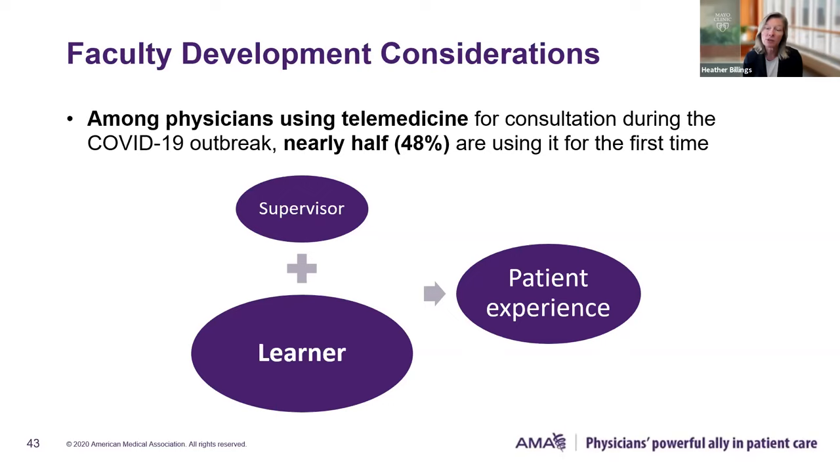So how do we help and support our supervisors who themselves are learning the new normal as they teach and assess and share feedback and provide the right level of autonomy and supervision? Supervisors may need to be a bit more vulnerable as they assume the role of both the teacher, the clinician, and the learner. Next slide, please.